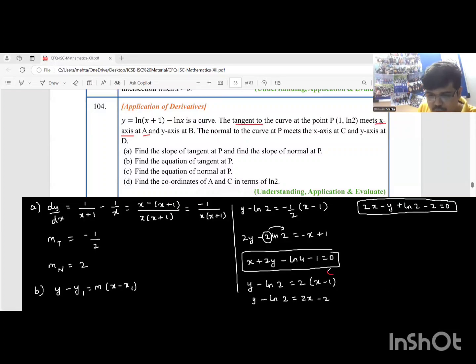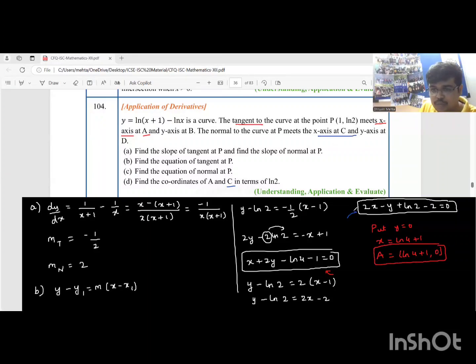So we'll use the tangent equation. When we say x-axis, students, we'll put y as 0. When we put y as 0 in this, x is equal to ln 4 plus 1. So do you understand, students? Coordinates of A will be (ln 4 plus 1, 0). That is your answer.